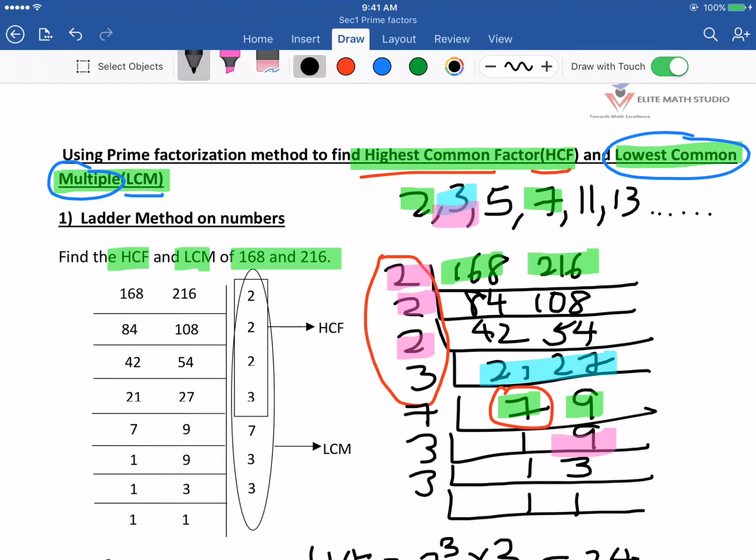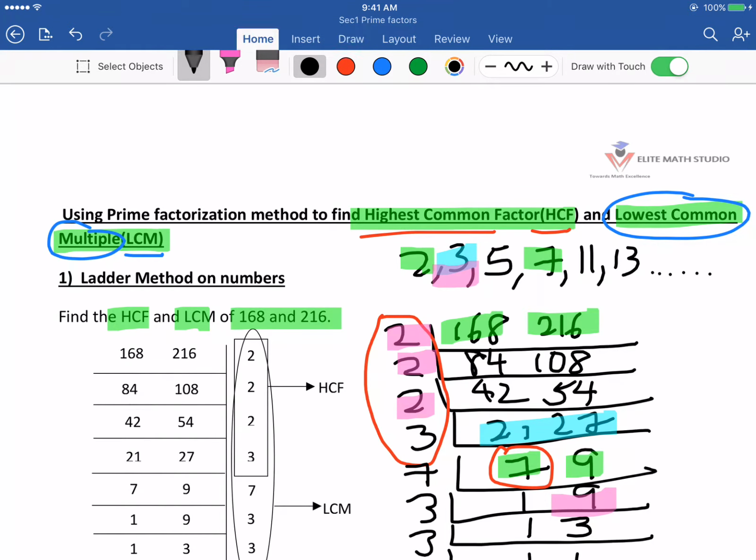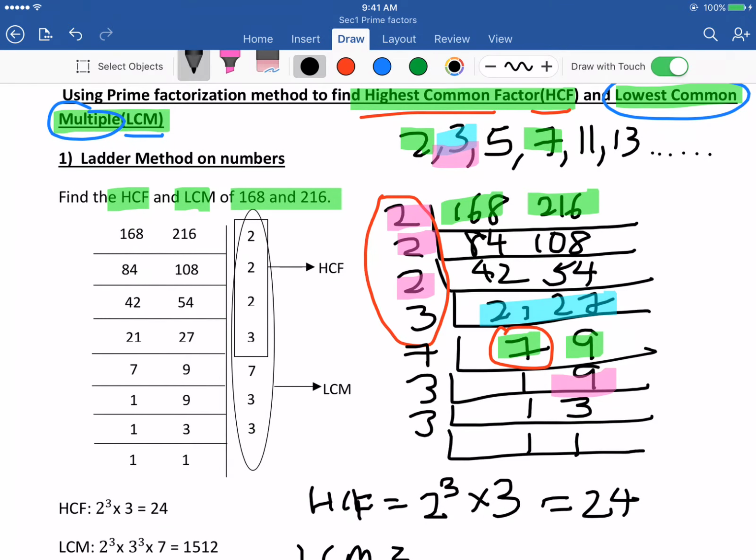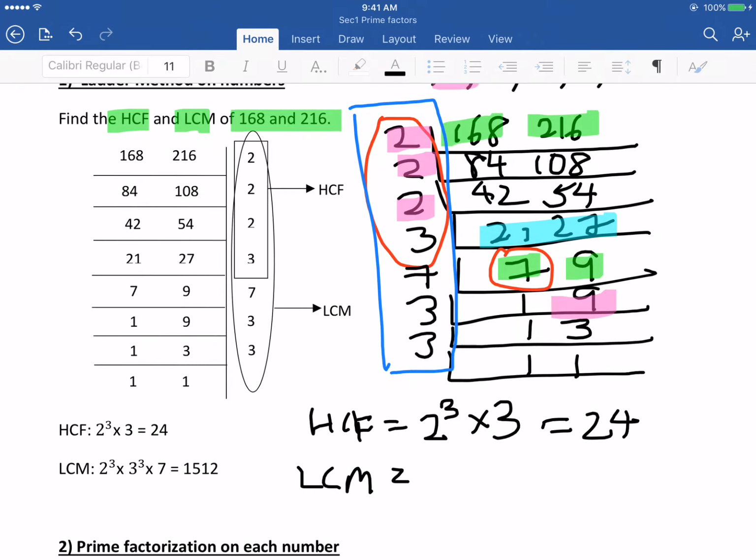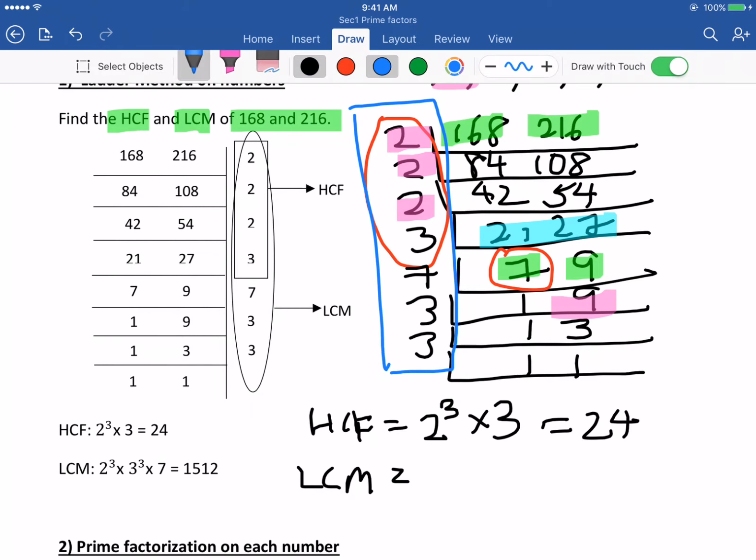So how am I supposed to find the HCF? And now how am I supposed to find the LCM? The LCM is actually this whole thing. This whole thing will be our LCM. So what's the answer? Same thing. How many 2s are there? Let's do 1, 2, 3. So it's 2 to the power of 3, times... How many 3s are there? 1, 2, 3. So it's 3 to the power of 3, times 7.